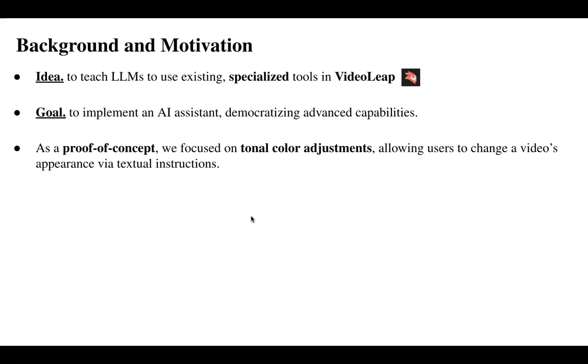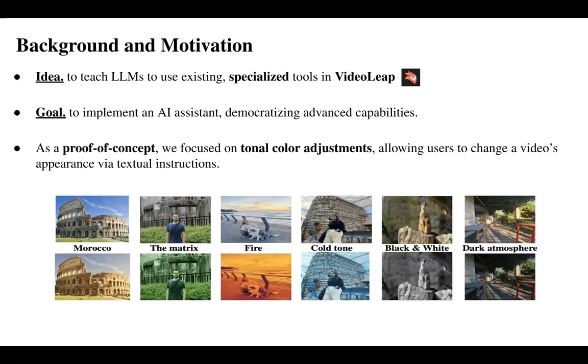As a proof of concept, we focus on the tonal color adjustment tasks, which allow users to change a video's appearance via textual instructions. Here is an illustration of our tasks. Users input an image or a video and specify the desired visual appearance. In the upper row, we have the source images, and in the middle, we have the user intents. An LLM interprets these intents, selects tools, and sets parameters. The bottom row displays the generated images by applying the LLM's outputs in our app. For example, inputting Morocco on the left results in warm hues typical of Moroccan landscapes, reflecting its deserts.